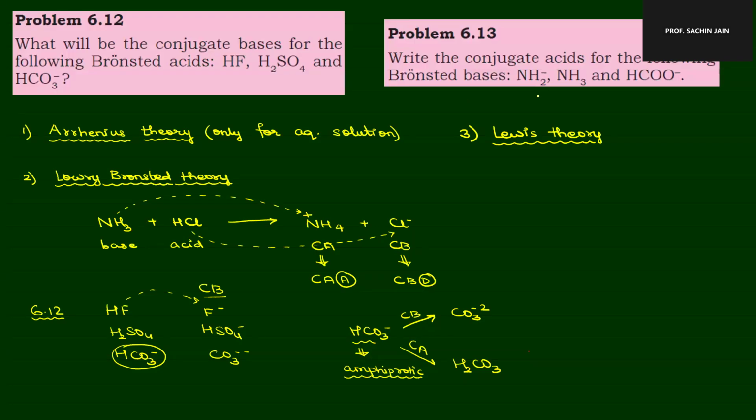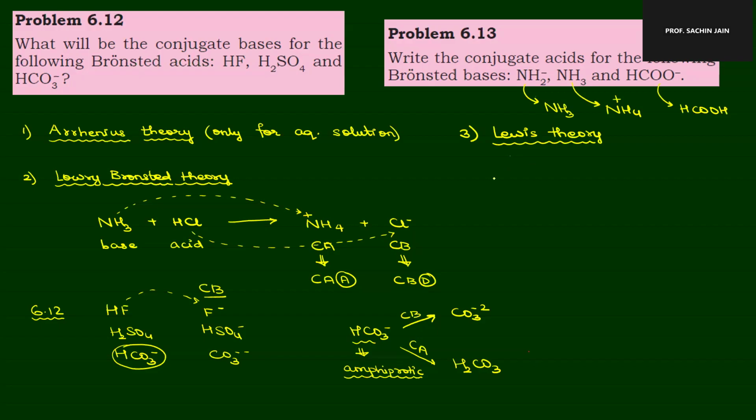ठीक है, सो 6.13 is fine. Conjugate acids आपको find करना है. So acids would be obtained by accepting a proton. So NH2 minus का ammonia, NH3 का ammonium and formate का formic acid.